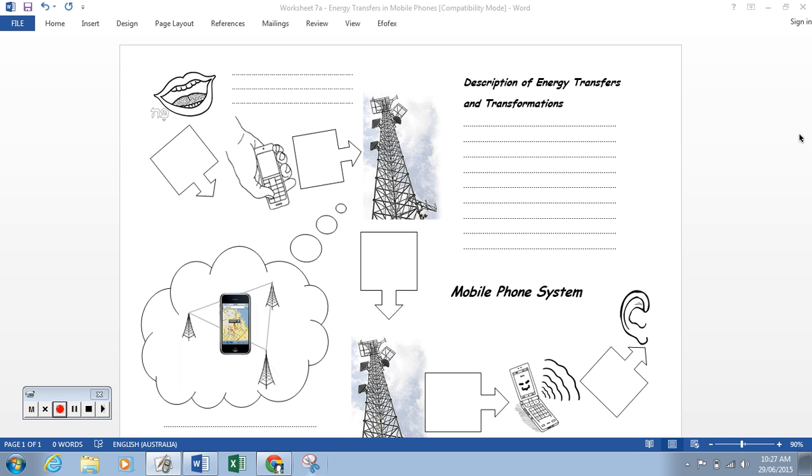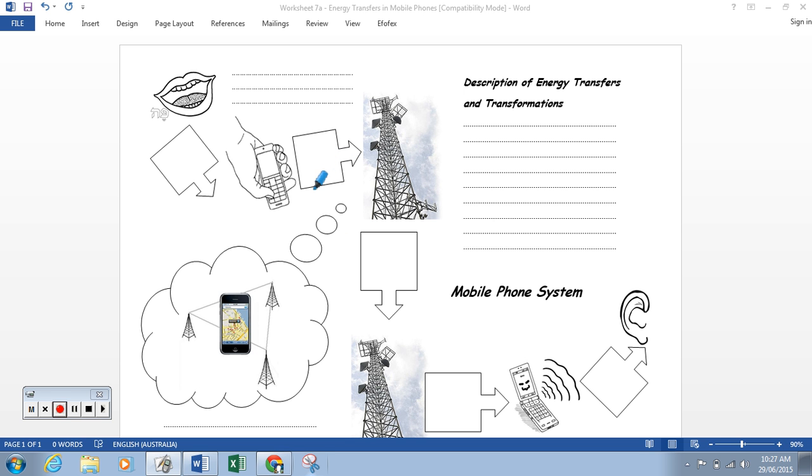We have the sound energy over here, which is a form of kinetic energy. That sound kinetic energy is converted by a mobile phone. We need to know what is causing the transform or the transfer. In this case, it's going to be formed into an electrical signal by a microphone.